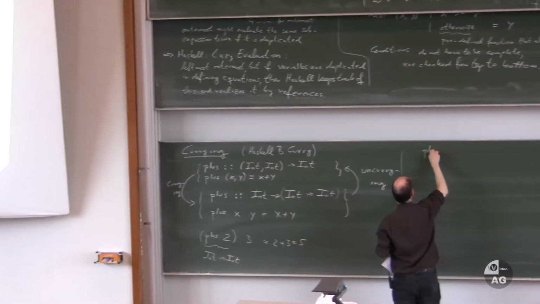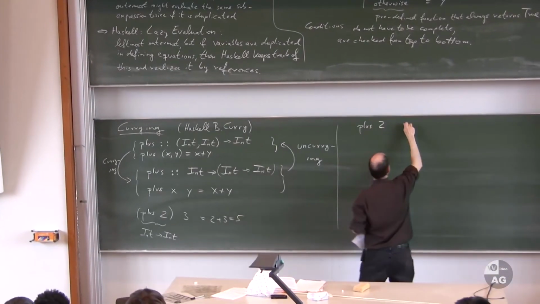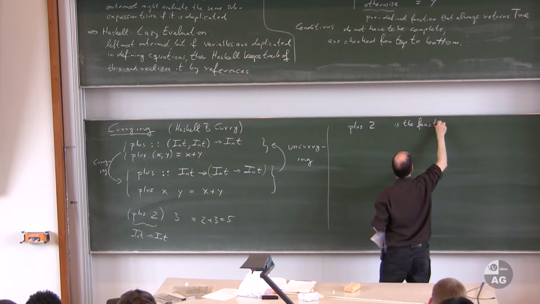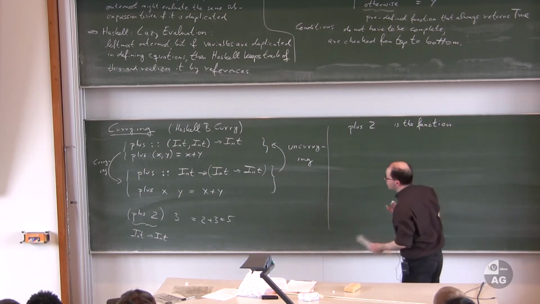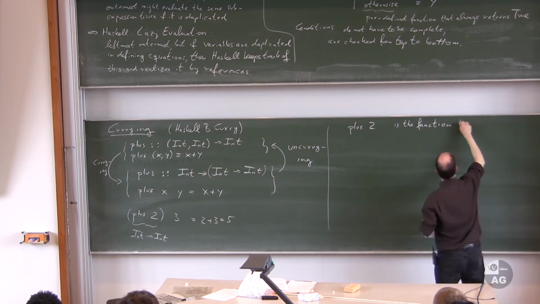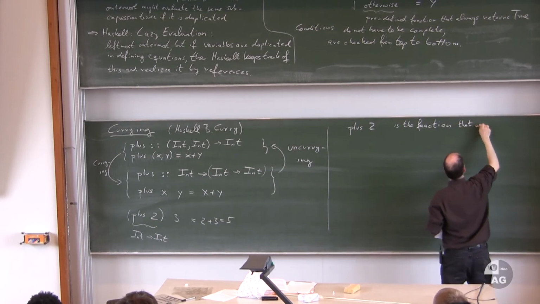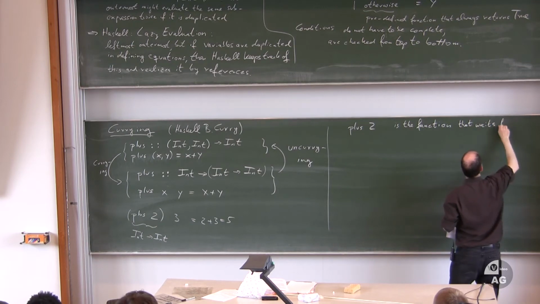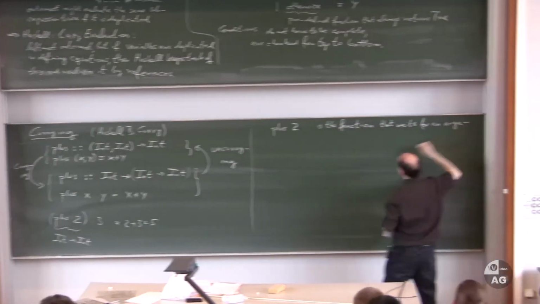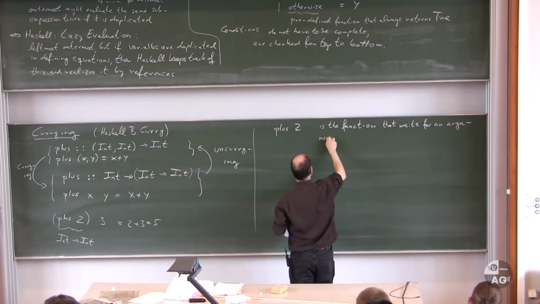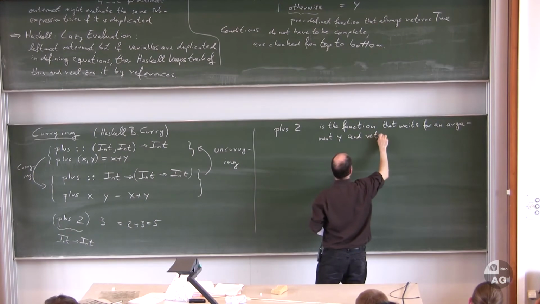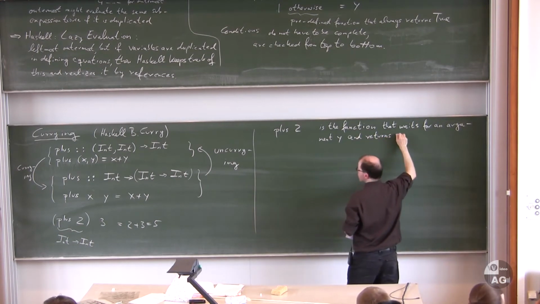So I can now write something like plus 2, and this is the function that waits for an argument, for another argument y, and if it gets this argument y, it returns 2 plus y.